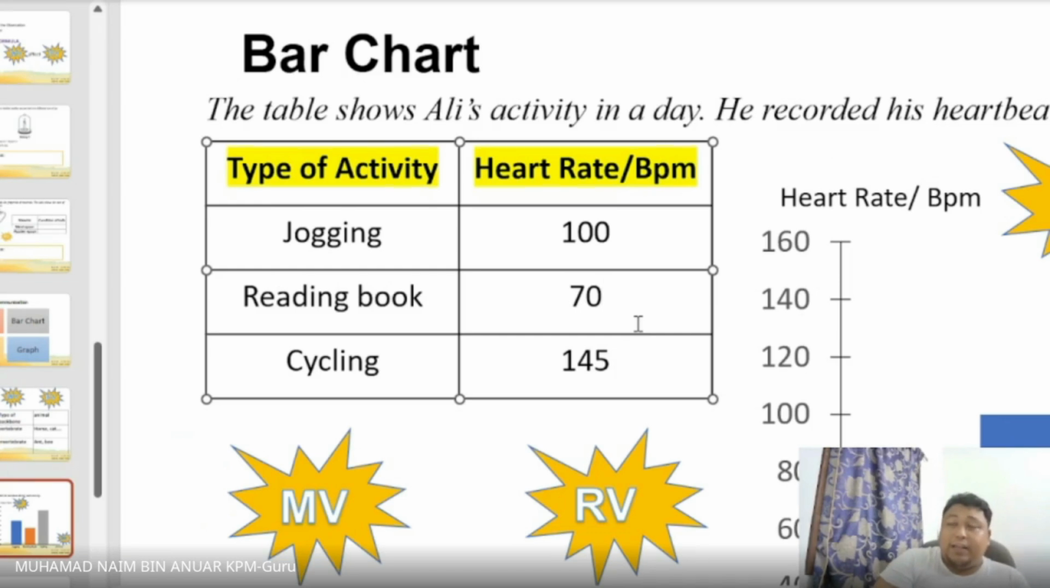Some of the techniques that teachers taught their students before, for each page of question, on top of the question, you write what is MV, what is RV, and that will help you to answer question in Bahagian C. This type of question will come up in Bahagian C. Soalan 1 and soalan 2, the first two can. Okay.